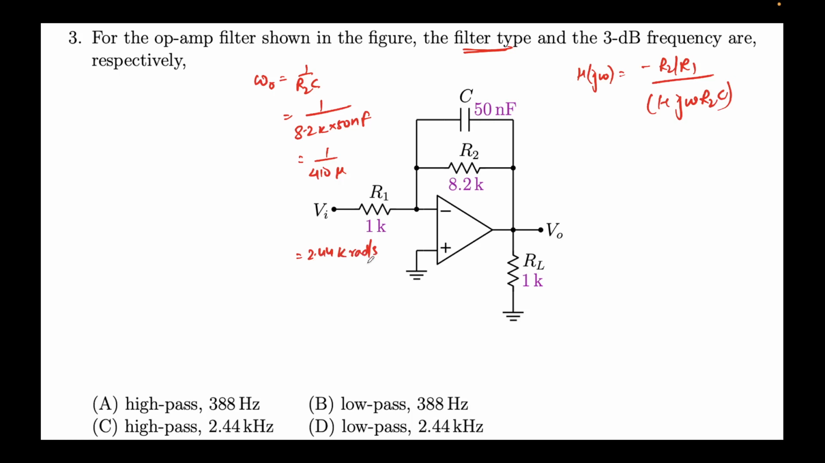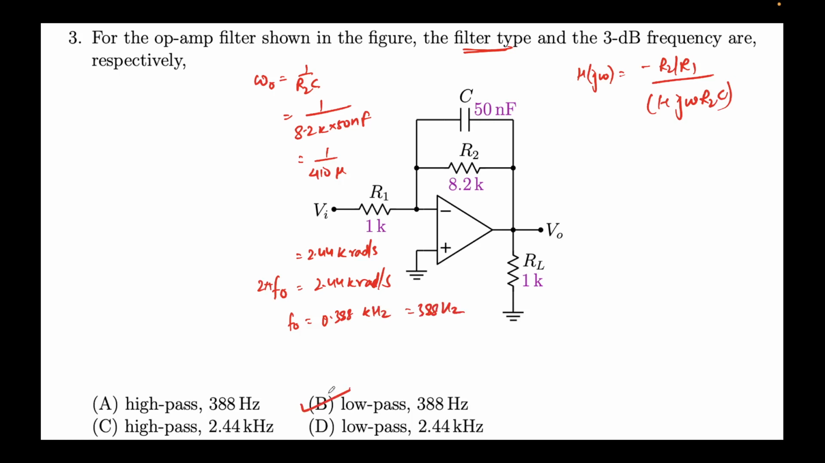So that is in terms of radians per second, but you see the options are given in kilohertz. We know that omega is 2 pi f. So 2 pi f naught is 2.44 kilo radians per second, right? So I can now find f naught from here. 2.44 divided by 2 and divided by pi comes out to be 0.388 kilohertz. 0.388 kilohertz will be 388 hertz, which is option B over here.